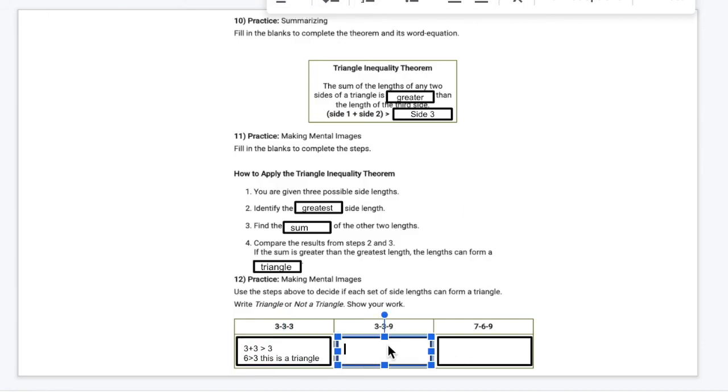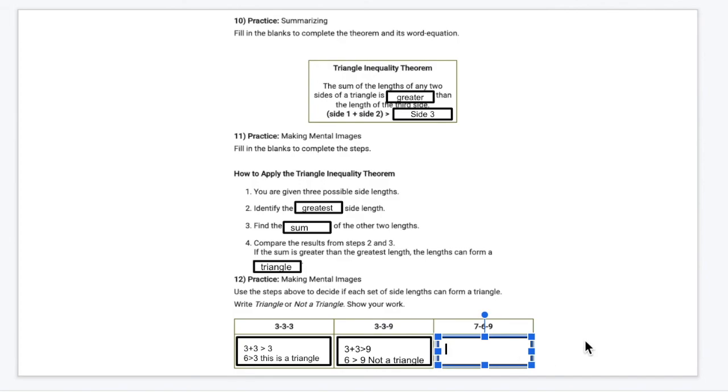Okay, let's look at 3, 3, 9. So my largest side is the side length of 9. And so I want to add these other two side lengths, 3 and 3, together, and I want it to be greater than 9. So let's see. I have 3 plus 3, and I want it to be greater than 9. So I do 3 plus 3, which is 6, and let's see if it's greater than 9. So when I think about it, 6 is a smaller number than 9, so this does not fulfill the triangle inequality theorem, so this is not a triangle.